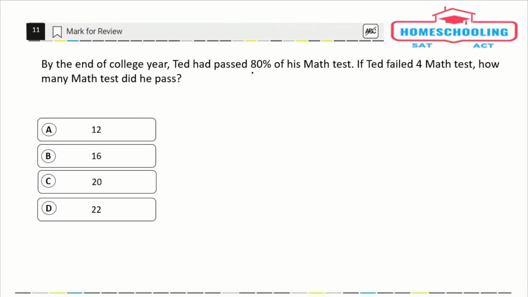By the end of the college, Ted passed 80% of his maths tests. So 80% is pass. If he is passing 80% of the maths tests, then he will be failing how much percent? 20%. Ted will fail 20% of the maths tests. And as the question says, Ted failed 4 maths tests, so 20% is equal to 4 maths tests.